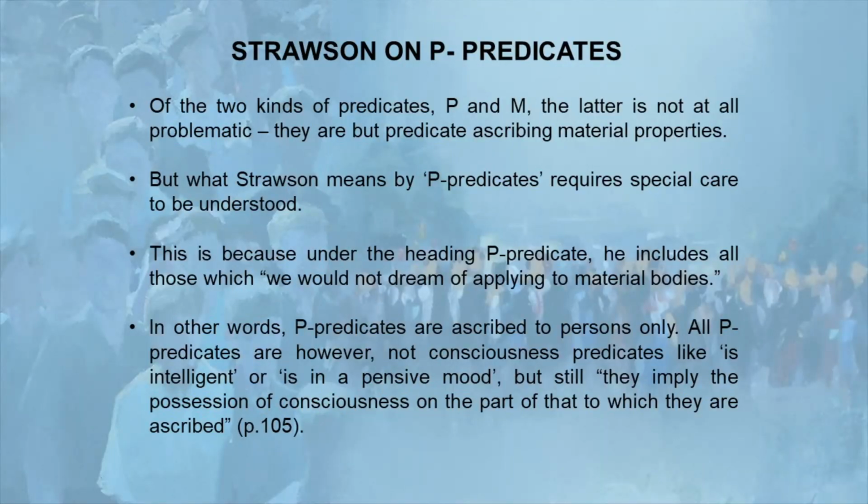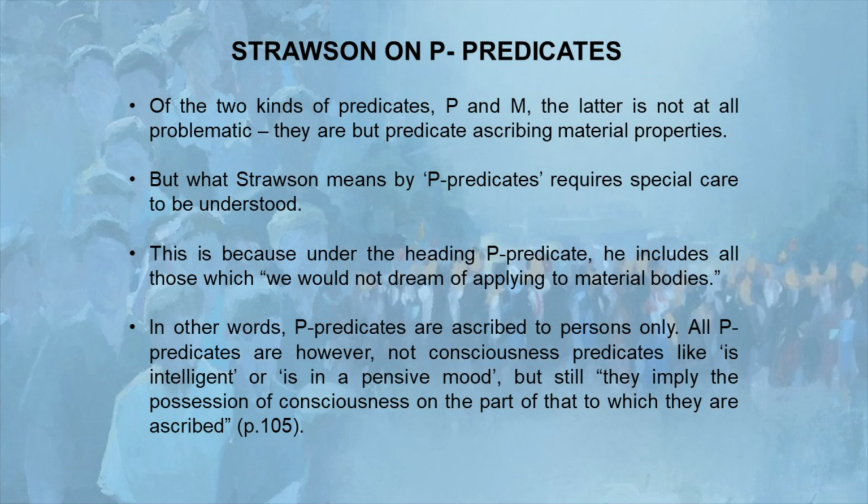Now, let us discuss the concept of P predicates, which was offered by Strawson. Of the two kinds of predicates, that is, the M predicate and the P predicate, the M predicate is not at all problematic. They are but predicates ascribing material properties. But what Strawson means by P predicates requires special care to be understood. This is because under the heading of P predicates, he includes all those which we would not dream of applying to material bodies. In other words, P predicates are ascribed to persons only.